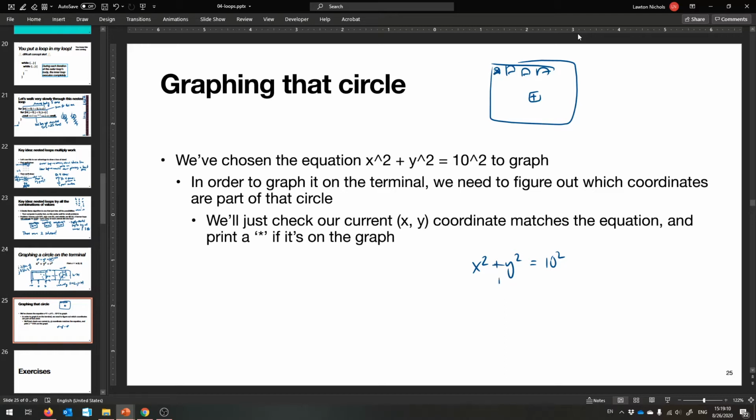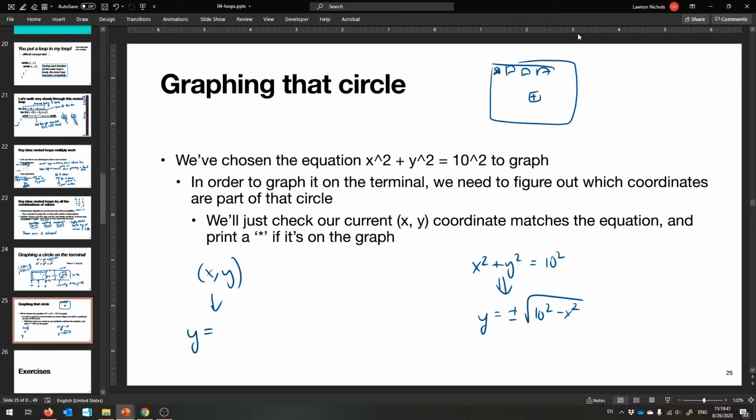So what I'm first going to do is solve for y. Y equals plus or minus the square root of 10 squared minus x squared. So this is the graph in two different forms, so we'll have to worry about the plus part and the minus part, but that's okay. Let's worry about the plus part right now. Let's pretend we have an xy coordinate and we want to check if it's on the graph. I have my x, I have my y. I'm going to compute this value.